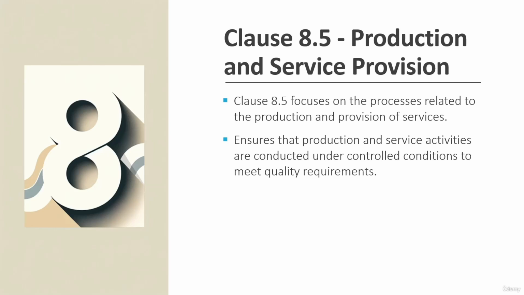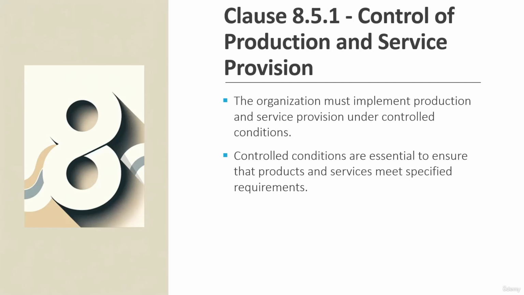Now in 8.5, there are 6 sub-clauses, 8.5.1 to 8.5.6, and we will be covering them in multiple videos. For this video, let's focus on 8.5.1, which is the first part of 8.5, production and service provision. Now 8.5.1 is control of them, meaning whatever product or service you are making should be done under controlled conditions. Now what are these controlled conditions? We need to put some controls, some checks and balances so that whatever job we do, that job is done well.